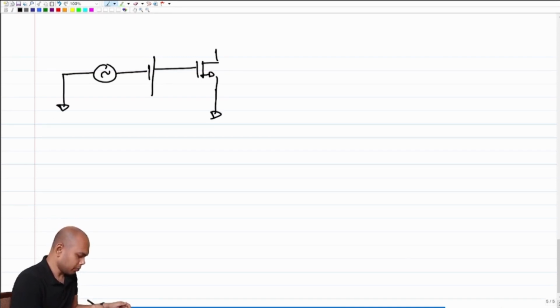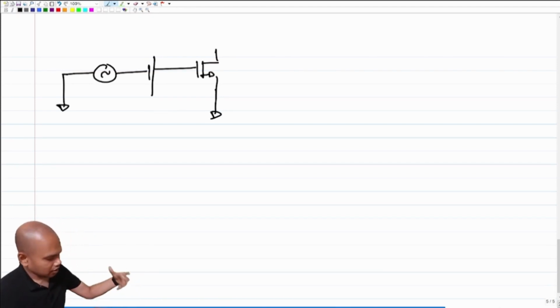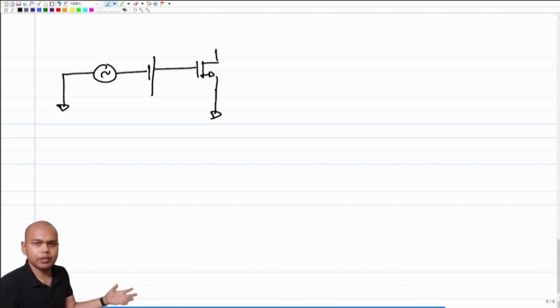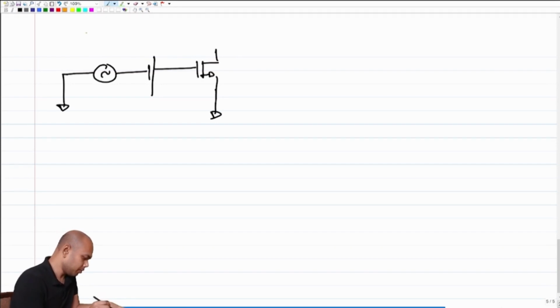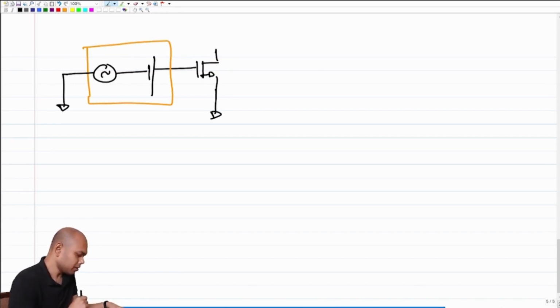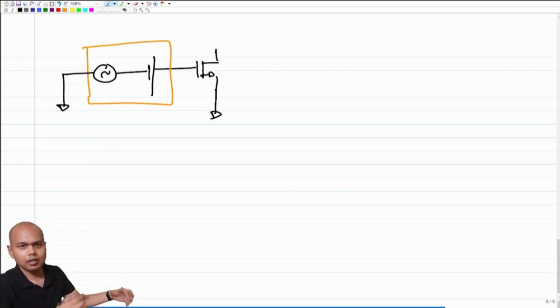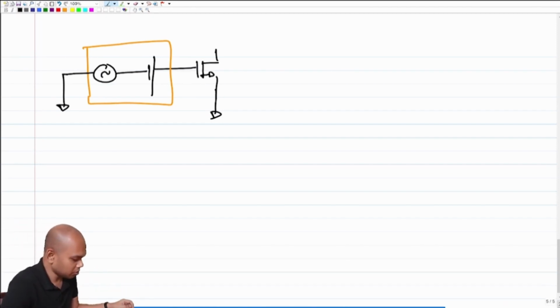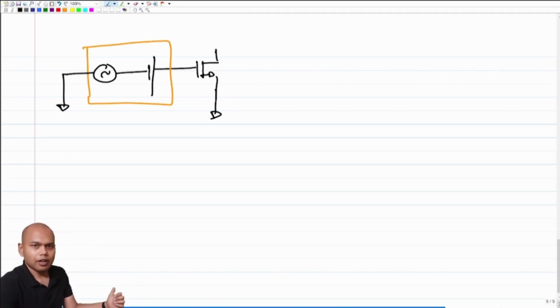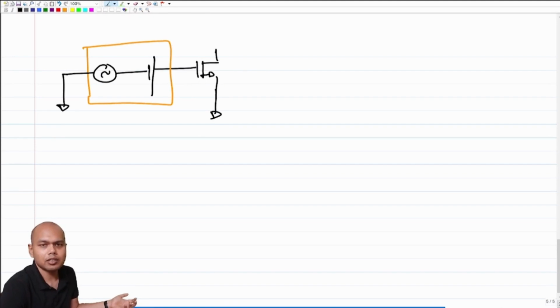And this I can assume to be ground because the signal source is being driven by somebody where there is an implicit ground, right? So we want this combination, but the problem is that we cannot stack one signal source and a battery like this, right? Now, in order to resolve this problem, we'll have to go back to the fundamental definition of a battery.